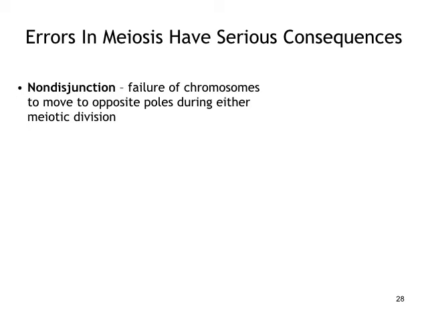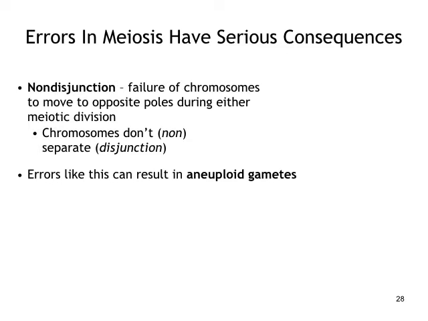An example of one of these errors is non-disjunction. This is when chromosomes fail to move to opposite poles during either meiotic division, either meiosis 1 or meiosis 2. Essentially an error during anaphase when it separates the chromosomes. What non-disjunction literally means is that chromosomes don't, that's the non part, separate, which is disjunction. Disjunction simply means to separate. Non-disjunction means chromosomes do not separate. And so this is an error in anaphase, right? And errors like this can result in aneuploid gametes, which are gametes that are missing or have extra chromosomes.